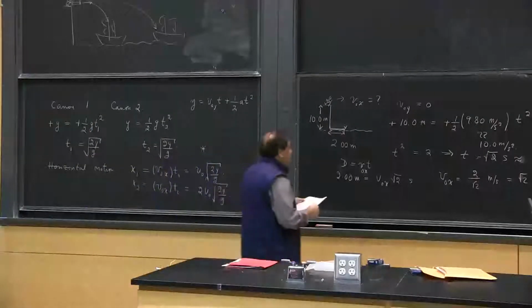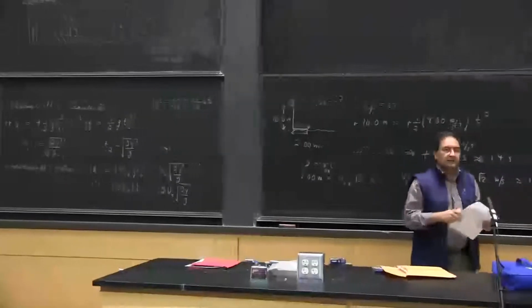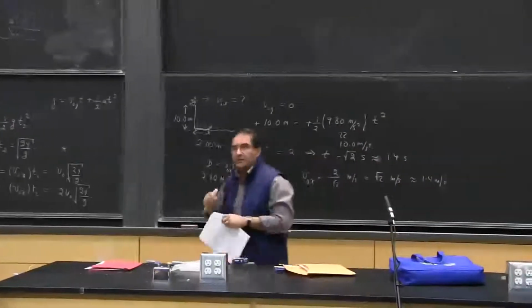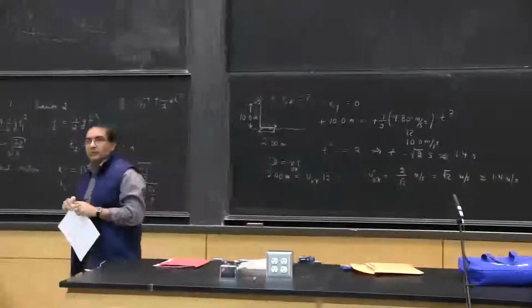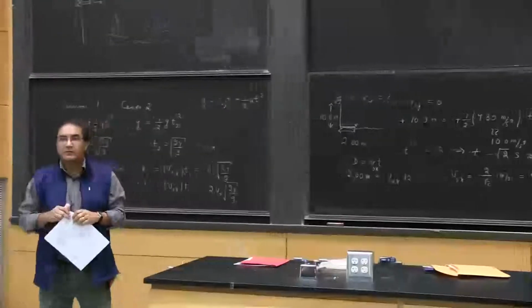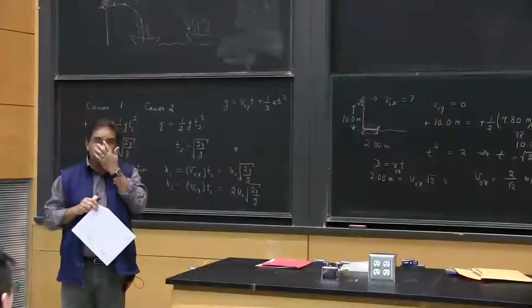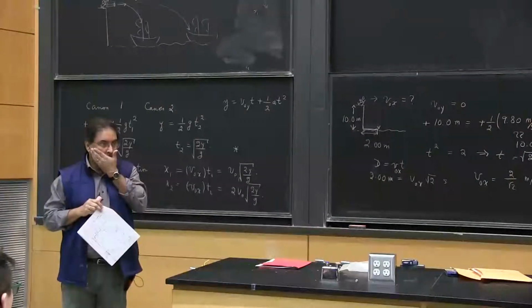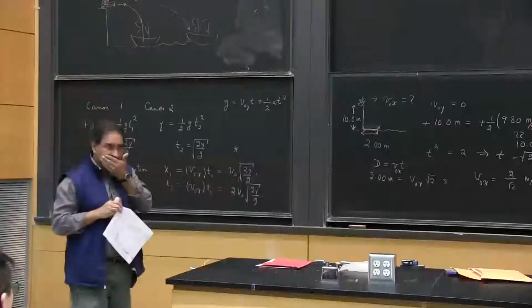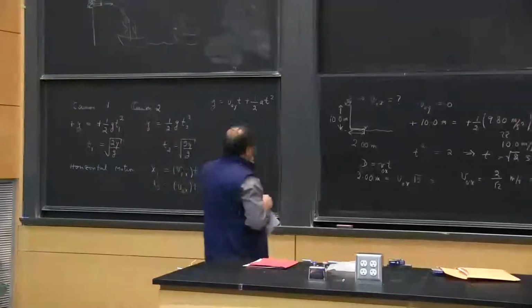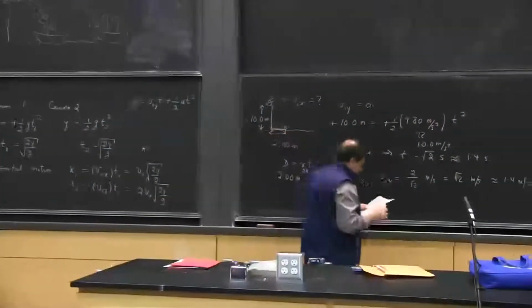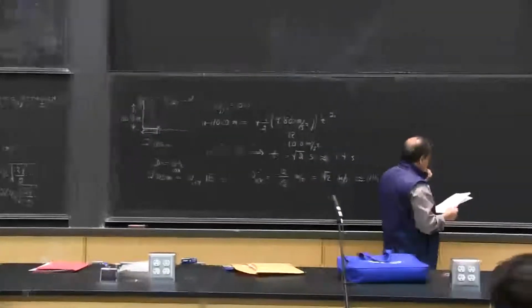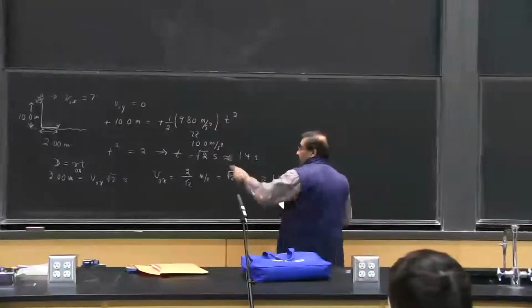Very good. So, what do you think the path of this projectile would be? What kind of a curve do you think it would be? There will be a parabola. That is correct.